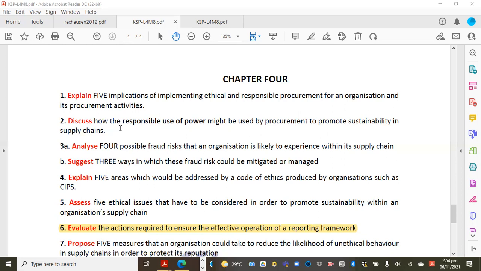Then question 2, discuss how the responsible use of power might be used by procurement to promote sustainability in supply chains. When we talk about power, we have legitimate power.